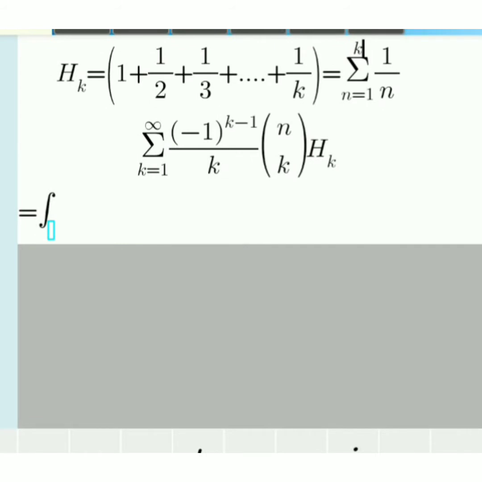Harmonic series problem. This is the one problem: summation k equals 1 to infinity, minus 1 to the power k minus 1, divided by k, nCk Hk, where Hk is equal to 1 plus 1 by 2 plus 1 by 3 up to 1 by k, equals summation n equals 1 to k of 1 by n. So friends, see that here is nCk.